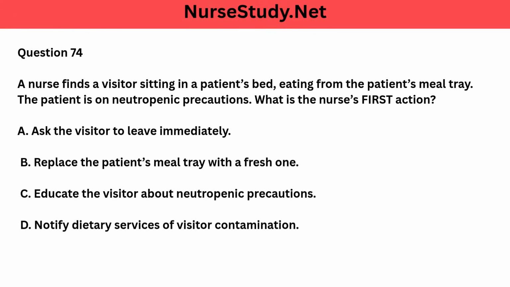Question 74. A nurse finds a visitor sitting in a patient's bed, eating from the patient's meal tray. The patient is on neutropenic precautions. What is the nurse's first action? A. Ask the visitor to leave immediately. B. Replace the patient's meal tray with a fresh one. C. Educate the visitor about neutropenic precautions. D. Notify dietary services of visitor contamination.